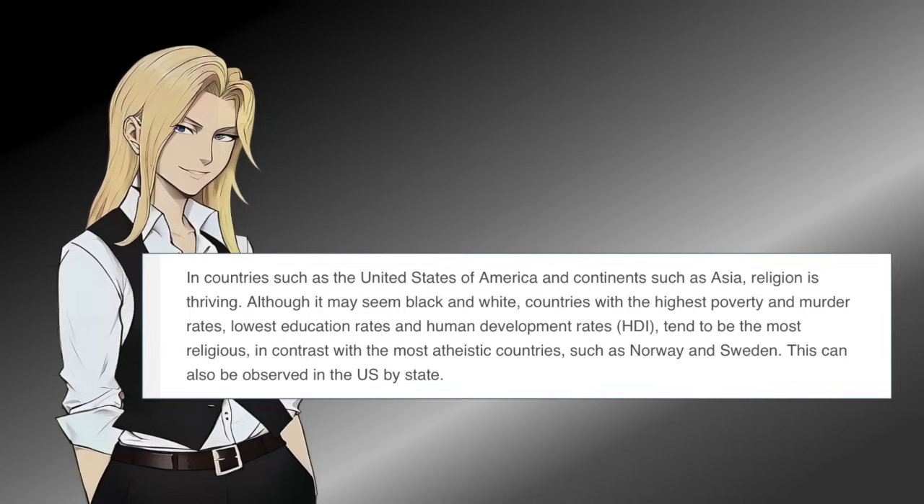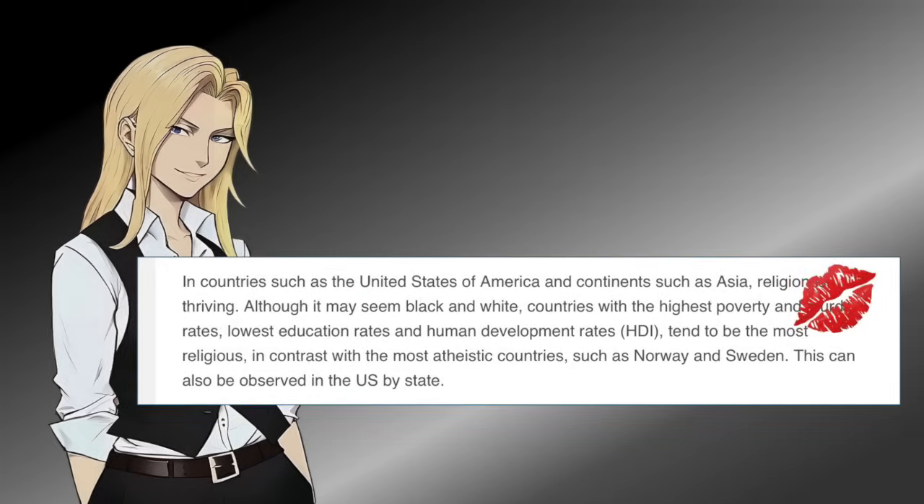Although it may seem black and white, countries with the highest poverty and murder rates, lowest education rates, and human development rates, HDI, tend to be the most religious, in contrast with the most atheistic countries such as Norway and Sweden. Oh, I could kiss this WikiHow. This can also be observed in the US by state.